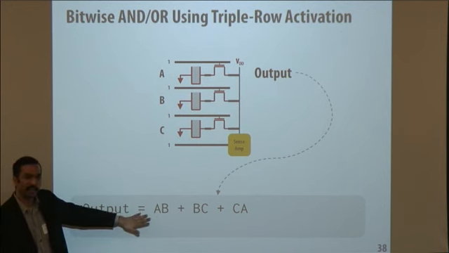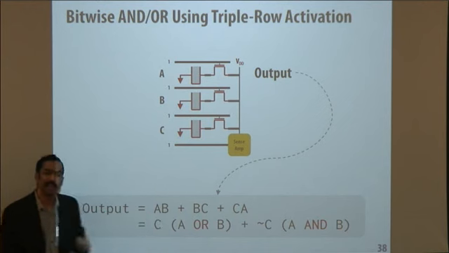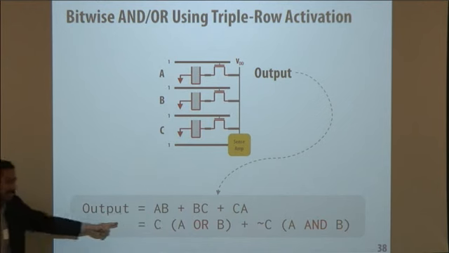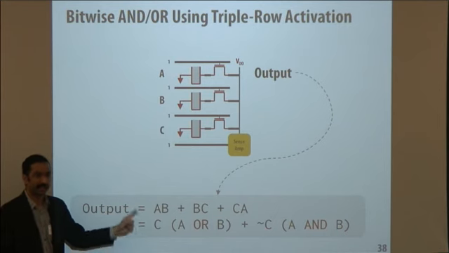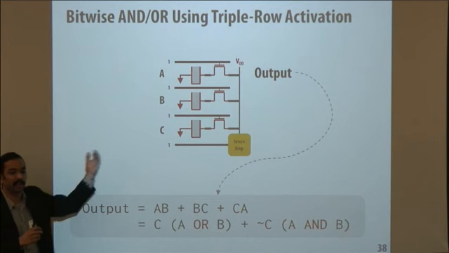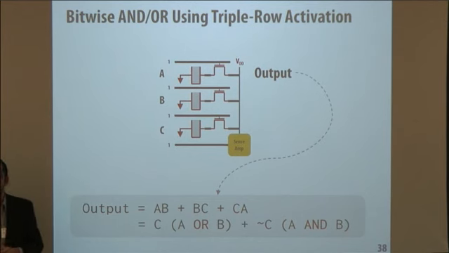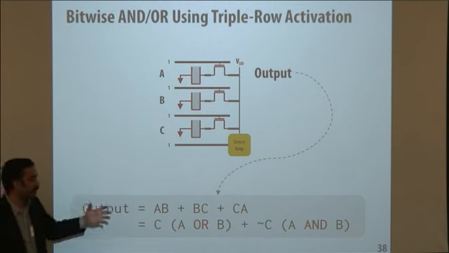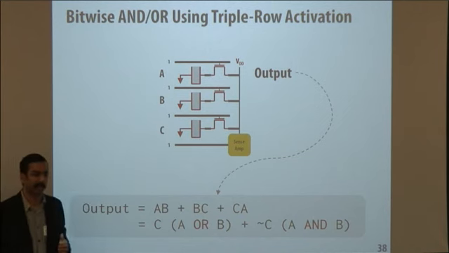It turns out using Boolean algebra, we can rewrite this expression as C times (A or B) plus not C times (A and B). What this expression tells us is if I can control the initial value of cell C, then we can use this majority operation to perform a bitwise AND or a bitwise OR of the remaining 2 cells. Again, imagine this operation happening across an entire row of DRAM cells. So essentially, we have a mechanism to perform a multi-kilobyte wide bitwise AND or bitwise OR operation.